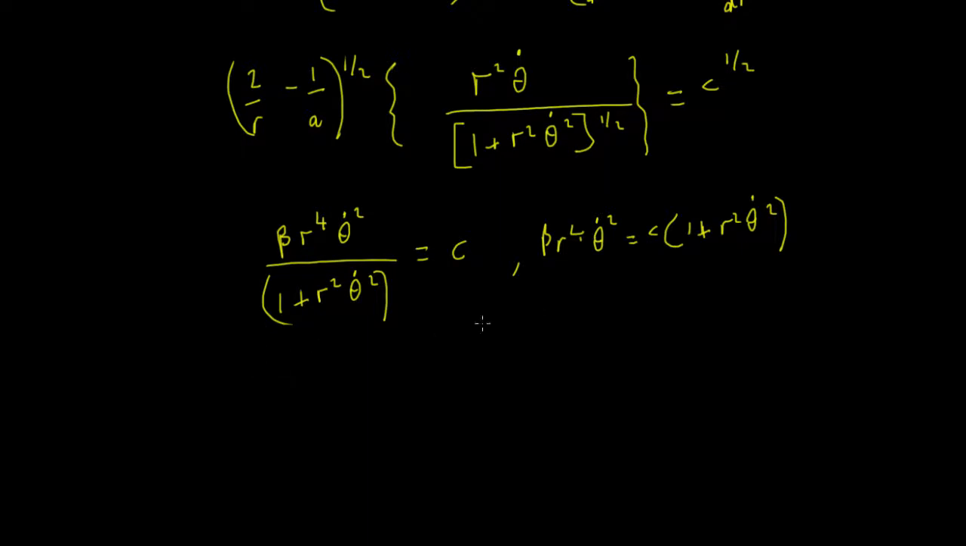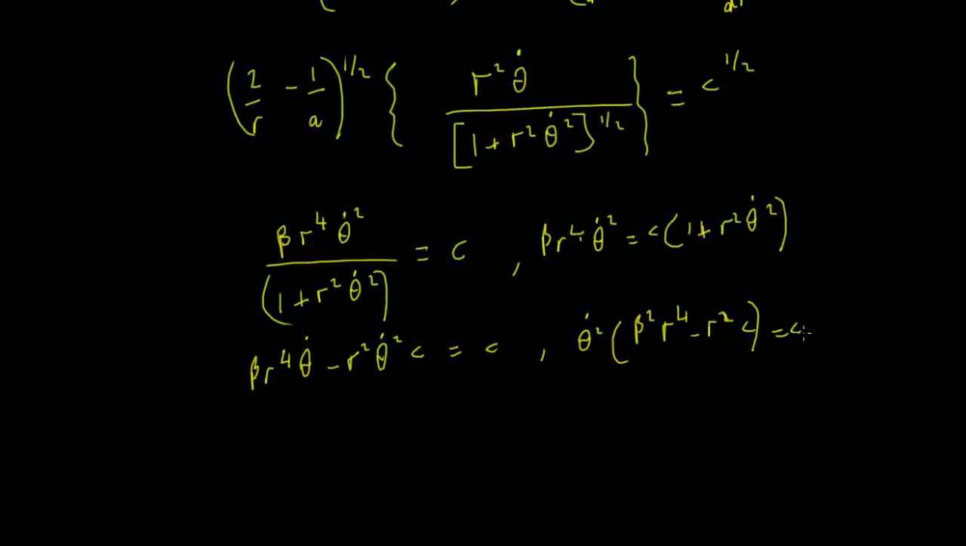Okay, and then we can take the other across, so you're going to have our beta times r to the 4 theta dot minus r squared theta dot squared times our c equals c. Okay, so I've just taken one of these values across, so you're going to end up with our theta dot squared in the brackets, beta squared r to the 4 minus r squared c equals c.